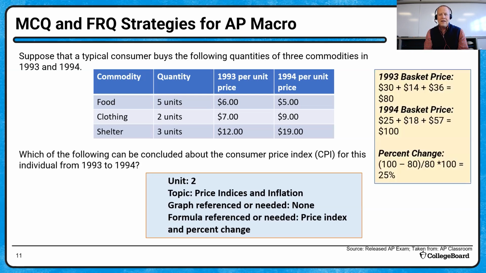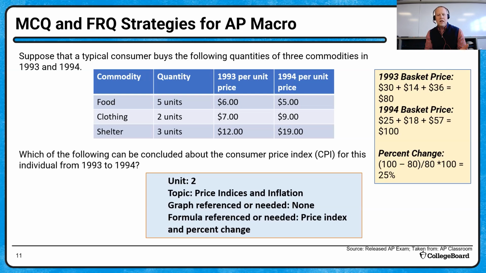So doing that, in 1993, we should find that the market basket price is $80. You're buying 5 units of food, 2 units of clothing, 3 units of shelter. That comes out to $80. When you jump ahead to 94, you're spending $100. Now, they don't give us a base year. They're not asking us to calculate the CPI itself. They're asking, what can we conclude about the CPI given the data in the table?